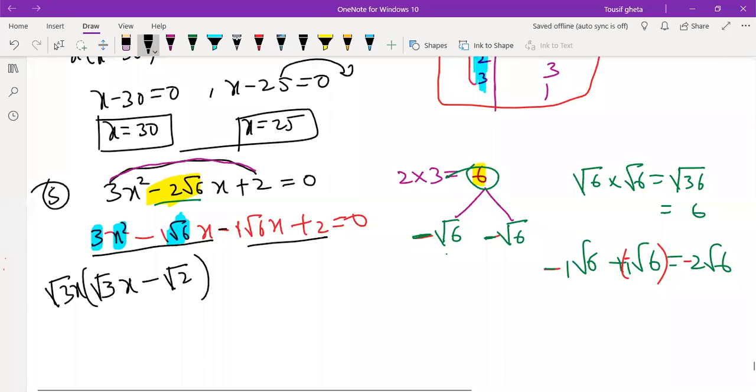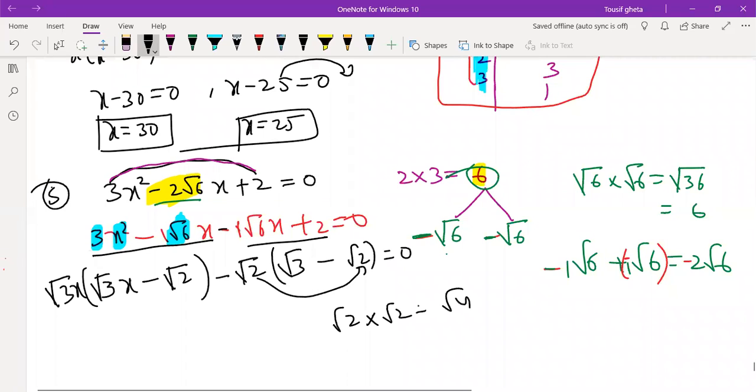Now here what common should we take, however minus is there only. I can take root 2 common. Root 2 common, root 2 into root 3, root 2 into root 3, root 6 will get here x. Here plus is there but minus will come because we have taken minus common. So minus into minus. So you know that. So here I want 2. So root 2 into root 2. You know root 2 into root 2 what will get? Root 4. Root 4 is nothing but 2. So that is what we wanted.